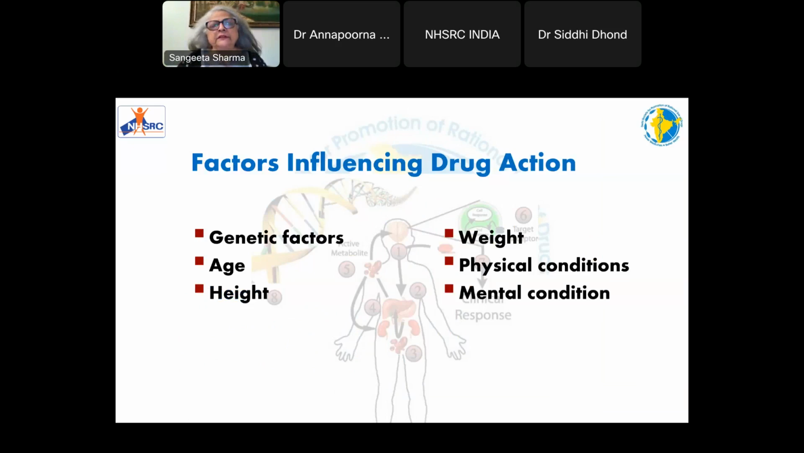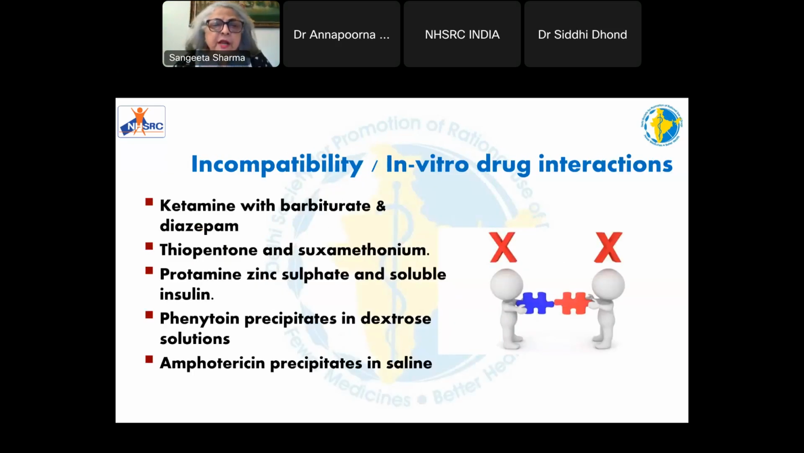Now, there are other factors which may influence drug actions. Genetic factors, of course, make us different. Each patient is different and may not respond in the same way, because of genetic variation, the response may not be of the same intensity. Age, height, weight, other physical conditions, obesity, organ function, or mental conditions can also alter drug actions. Now let's take some examples.